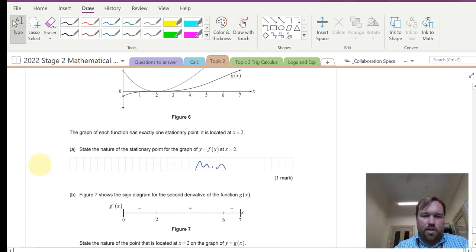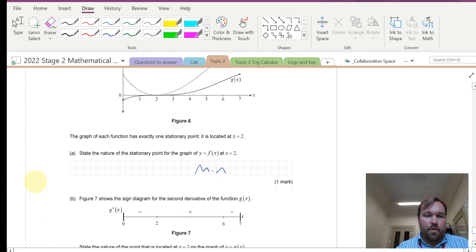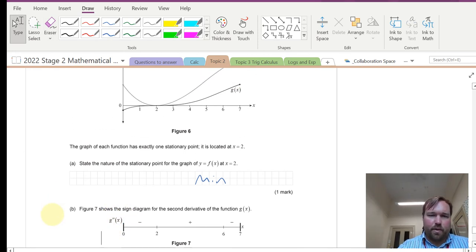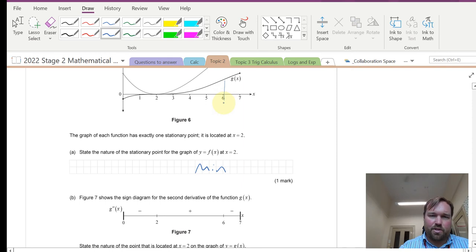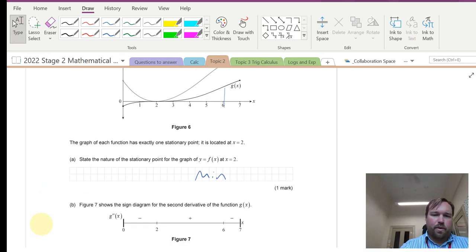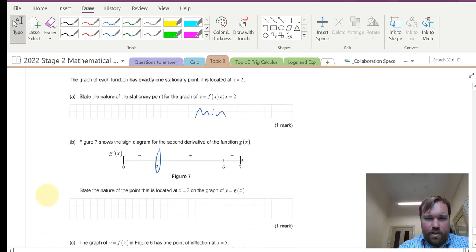Figure 7 shows the sign diagram for g dash, the second derivative of it. So it is implying we're concave down, and then we're concave up. And at 6, we actually go concave down again, which is not immediately obvious, but I guess you can kind of see how it might do that. Alright, state the nature of the point located at x equals 2 from g of x. Well, since it is a stationary point, and it's an inflection point, it is a stationary inflection.